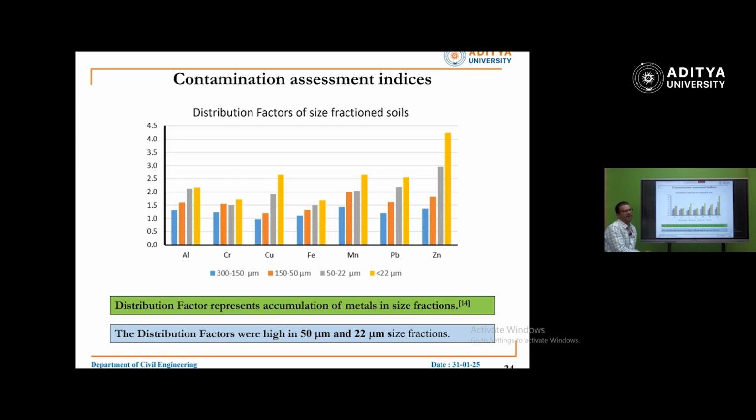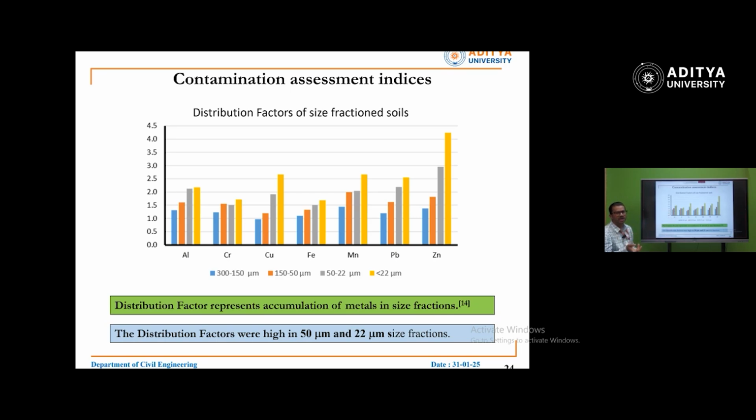So this is distribution factor. Distribution factor is nothing but whenever you are dealing with multiple sizes, you want to know till which size the metal is getting accumulated. As you know, we have collected bulk samples and we have collected soil samples of different sizes like 300 microns, 150 microns, 50 microns, and the soil samples that are passing through 22 microns also. So if that metal is reaching till the deeper level, then you can identify that. So here you can see the distribution factors are already there.